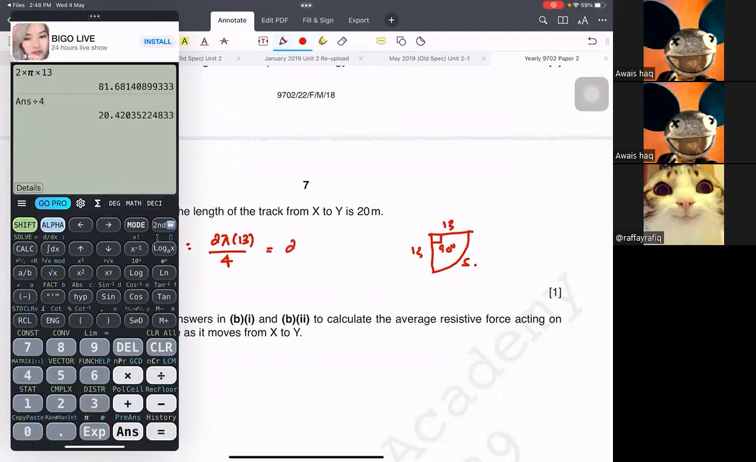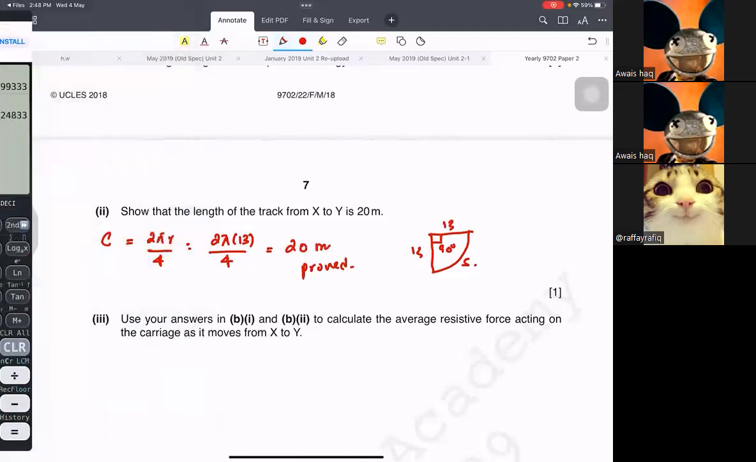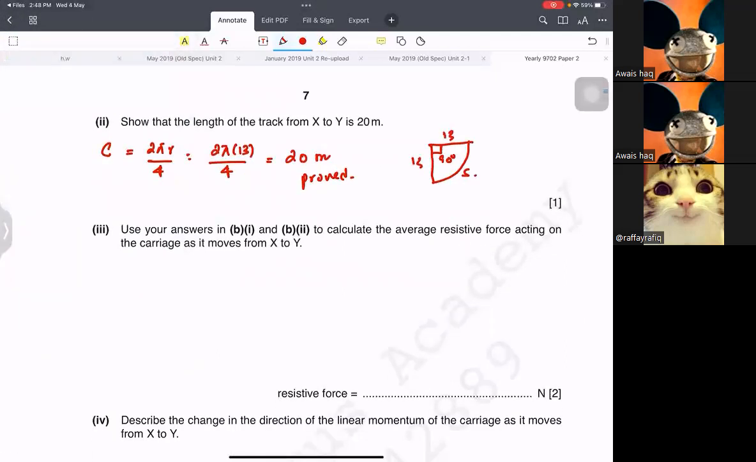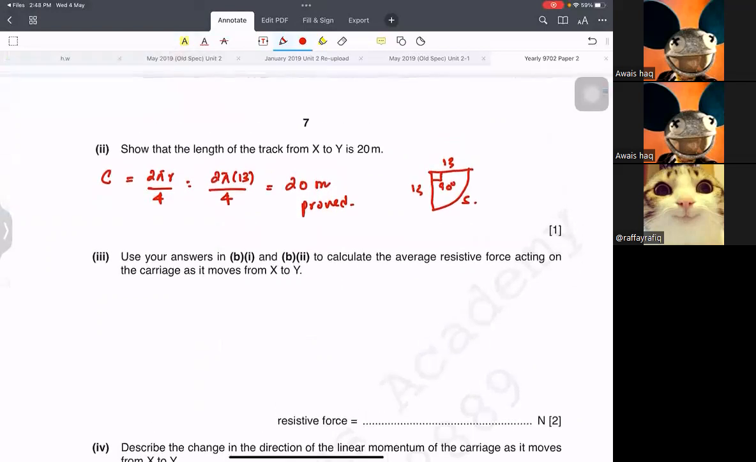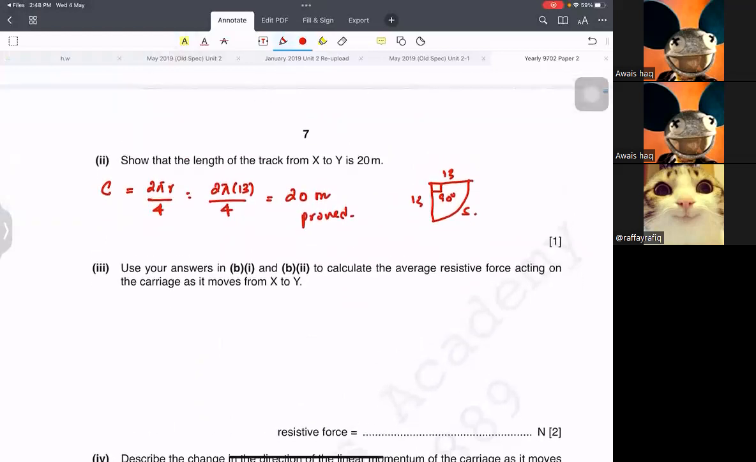So this comes out to be 20 meters, and that's proved. Now, in the next question, it says use your answer in B1 and B2 to calculate the average resistive force acting on the carriage. Basically, the main energy was kinetic. So kinetic converted to potential and some of the resistive force, right?